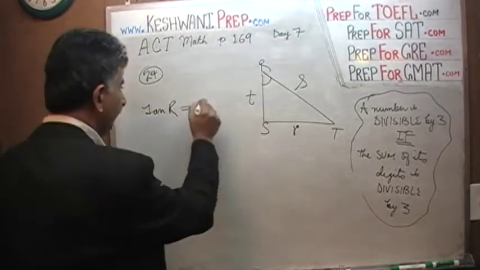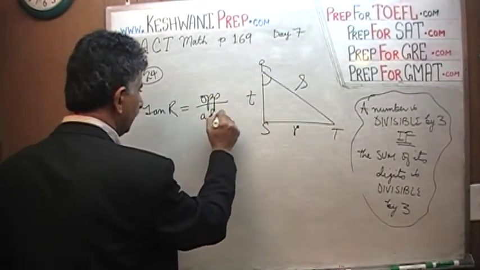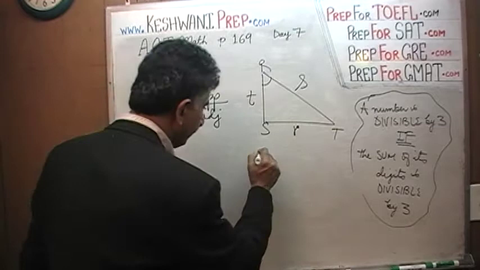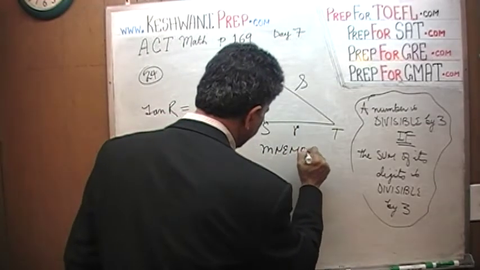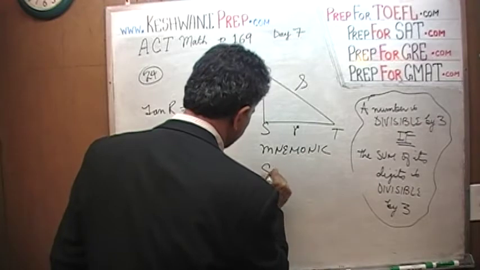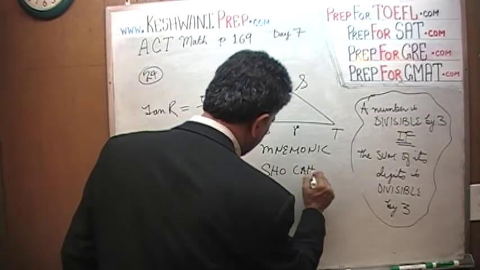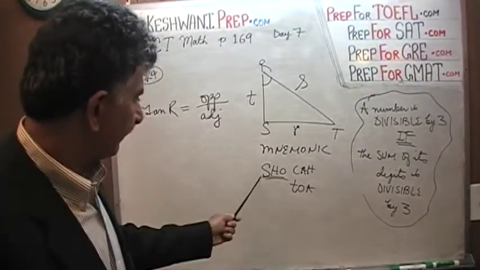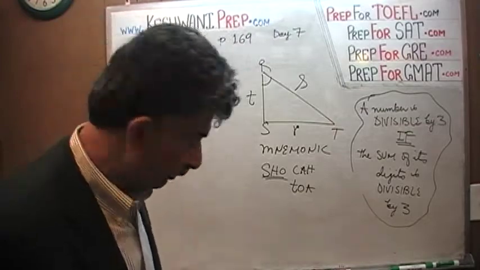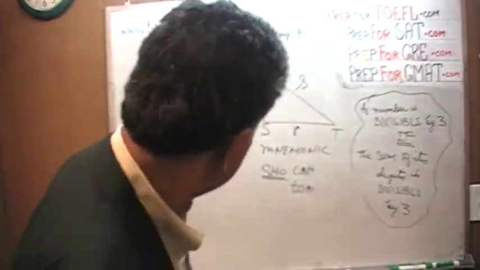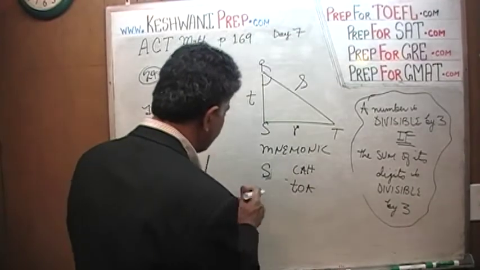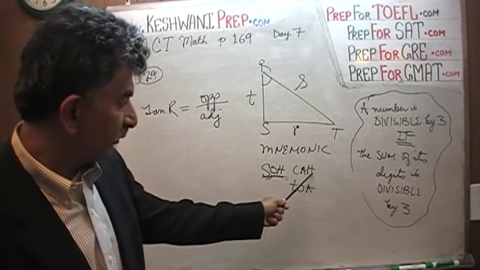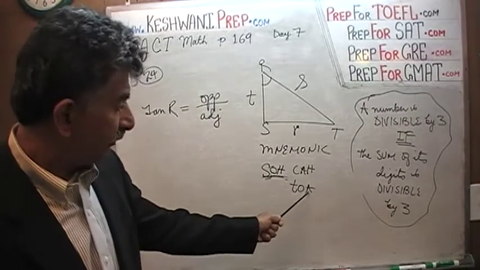Tangent, of course, we know is opposite over adjacent. And how do we know tangent is opposite over adjacent? Well, we have a mnemonic device, SOH CAH TOA. Sine is opposite over hypotenuse. Cosine is adjacent over hypotenuse, and tangent is opposite over adjacent.